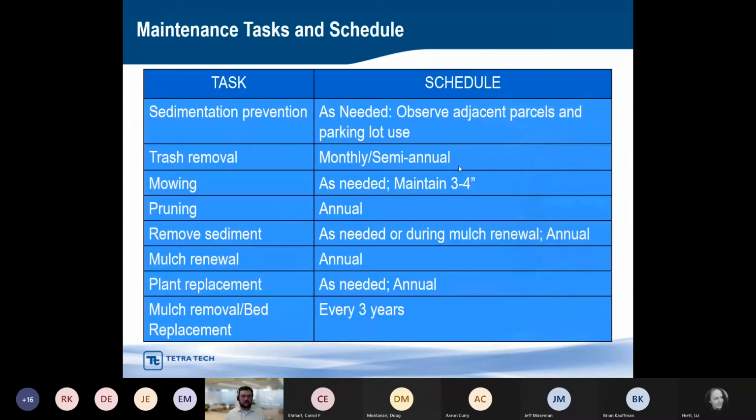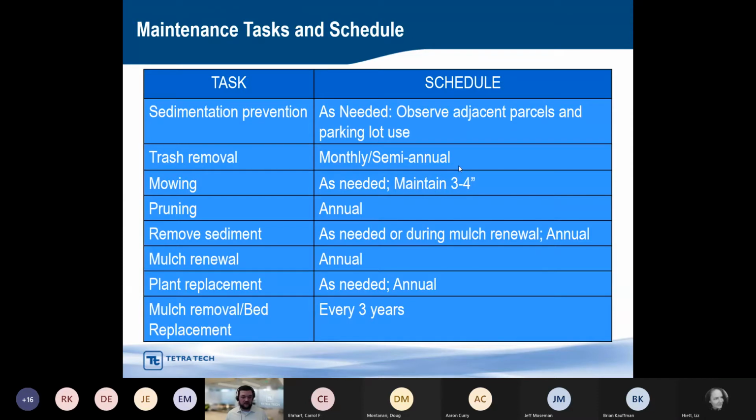All right, so here are some general maintenance tasks. So sediment prevention is generally going to be as needed. I know that's a little bit ambiguous, but again, that's one that's really going to depend on your watershed. If you have a lot of erosion in your watershed, then you may need to remove sediment from your forebay or your pretreatment areas after every larger event. But hopefully, if you have good pretreatment, you can go a little bit longer.